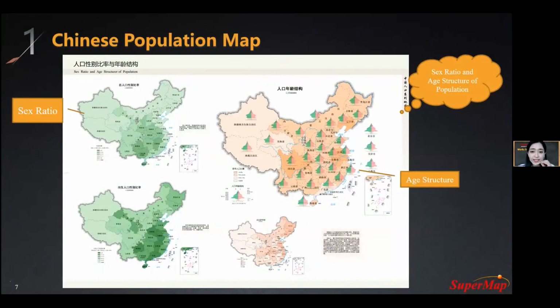And the second map is the sex ratio and the age structure of the population. The sex ratio means the male population divided by the female population and multiplied by 100%. We can find that the male population in China is basically larger than the female population. And the age structure is the proportion of the elderly people. We can see that this area, which is the darker color, has more elderly people. And this map uses the ranged thematic map and the label thematic map.